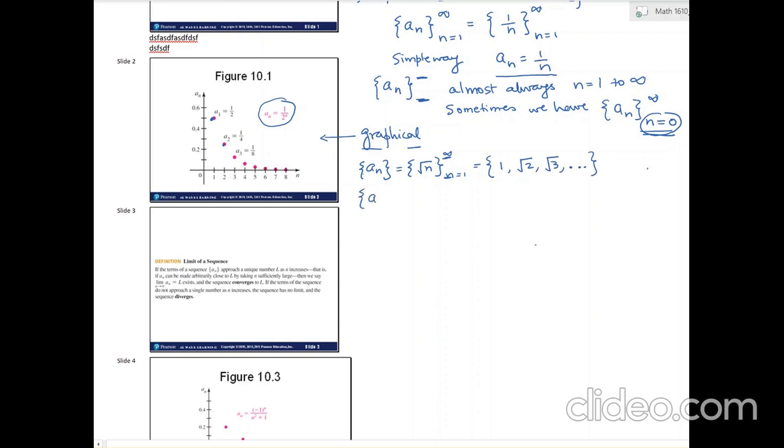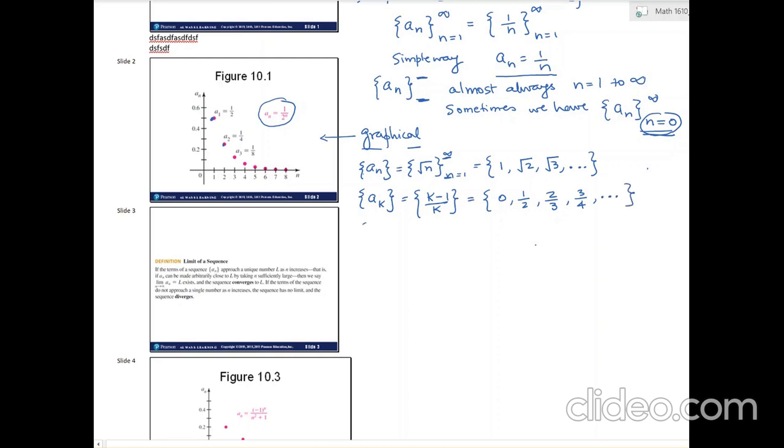Similarly, let's look at another one. Suppose I call it ak, and that is k minus 1 over k. Now again k starts from 1, so if you put in 1, you would get 1 minus 1 over 1, which is 0. Then the next one would be 1 over 2, then 2/3, then 3/4, and so on.